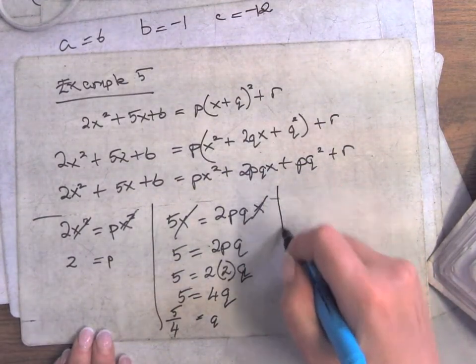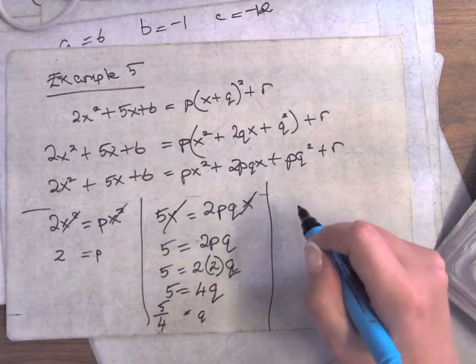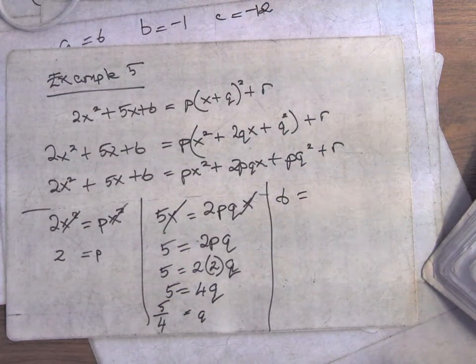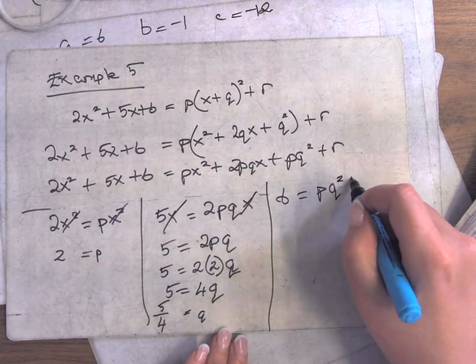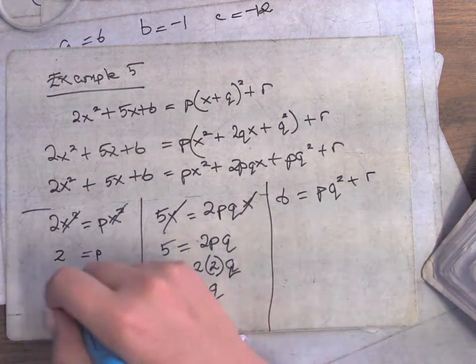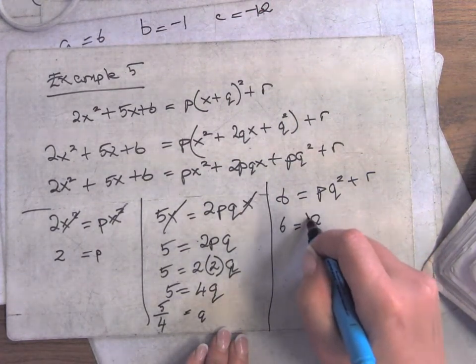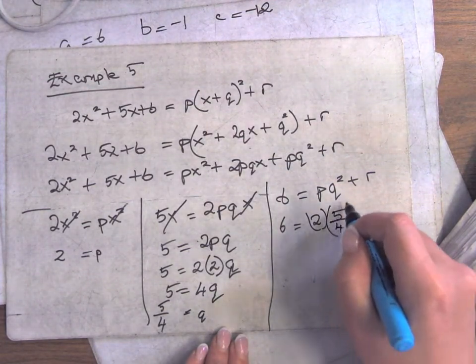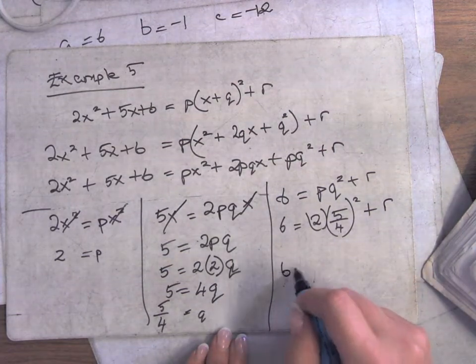Right. Finally, the number on the left. What's the number on its own on the left? 6 is equal to the terms on the right that have no x's in them. So what terms on the right have I over here? pq squared plus r. But I know p is 2 and I know q is 5 over 4. So p is 2, q is 5 over 4, I want to square that, plus r. So into the calculator with that.